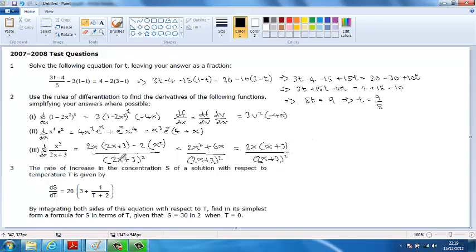Number 3, we're asked to integrate both sides. So the left hand side, well, it's the derivative of s with respect to t integrated with respect to t, so if you integrate a derivative you end up with the original variable, so left hand side this becomes s. On the right hand side we can put the 20 down straight away and then just integrate what's in the bracket. So 3 with respect to t is 3t.